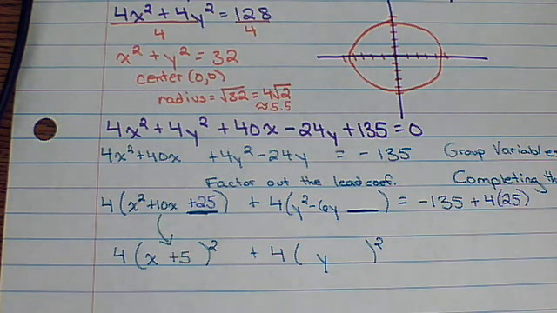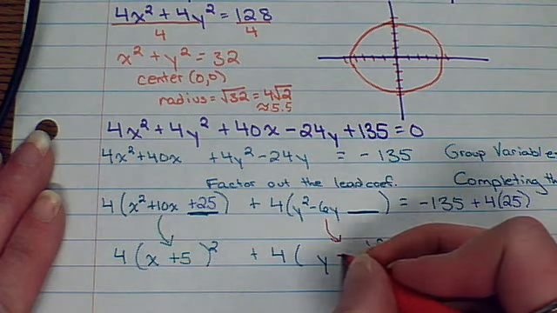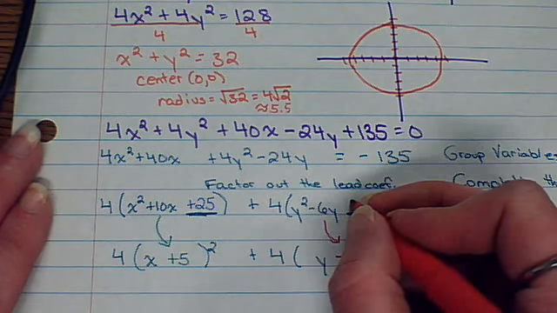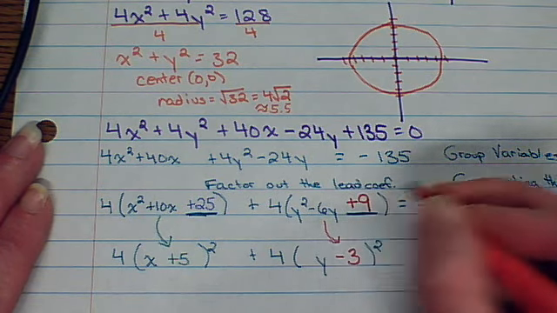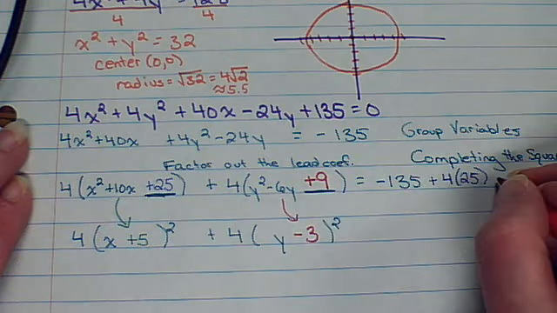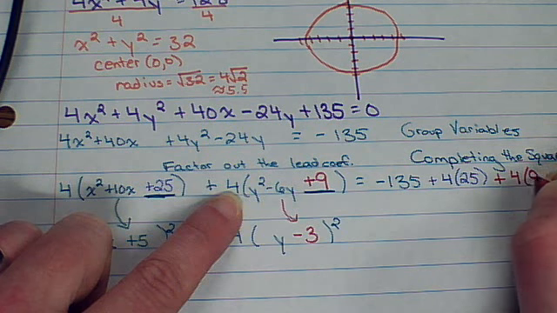Now let's look at how to complete the square for y. It's y squared minus 6y. So half of this is going to be negative 3. Negative 3 squared is going to be 9. So I'm going to add 9 here. But I have to be careful. It's not just 9. It's actually 4 times 9.